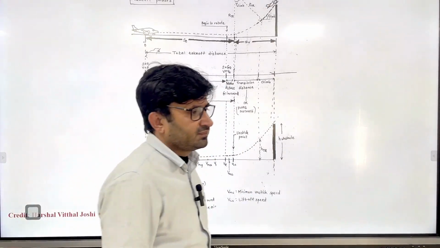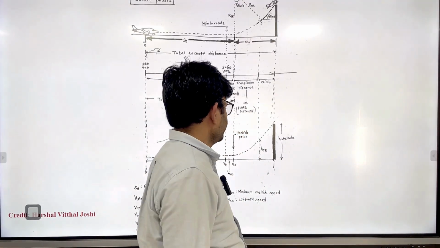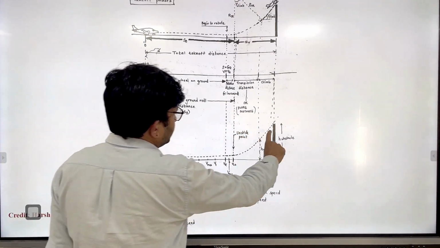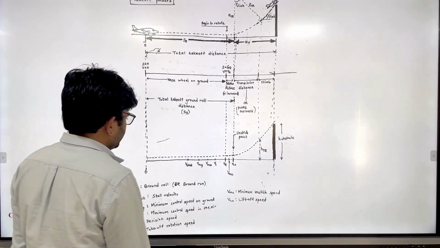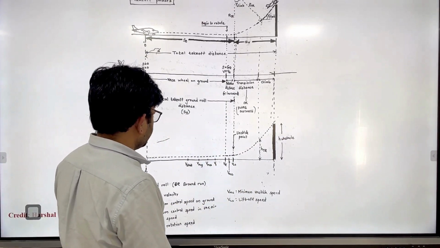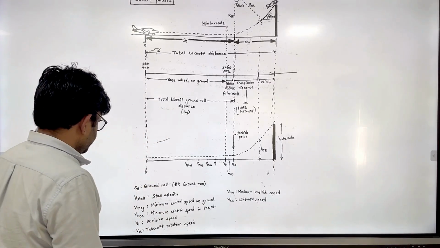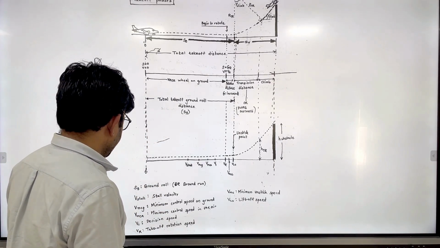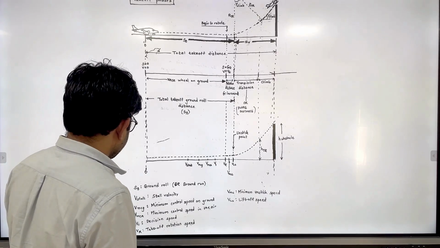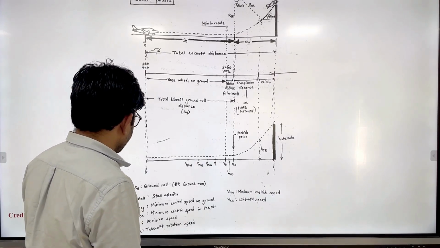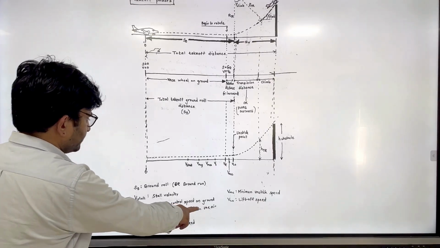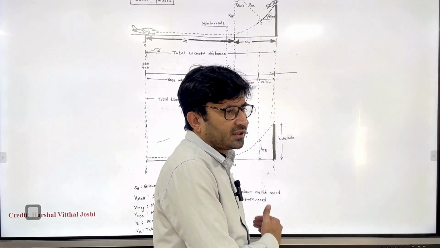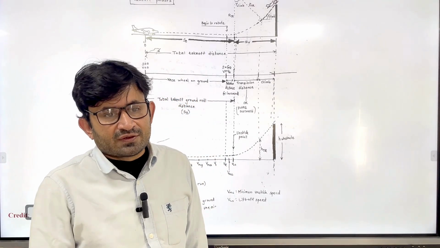The initial phase of climb is also part of the takeoff, where you should clear the obstacle height. Here I have also listed V stall, the stall speed, and VMCA, the minimum control speed. Minimum control speed on the ground, minimum control speed in the air. So here, in detail, I have explained.